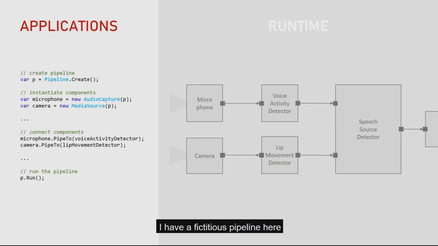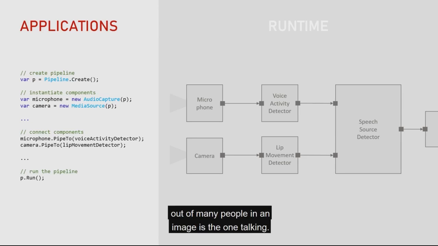I have a fictitious pipeline here where there's a microphone and a camera. Let's say you're trying to detect who out of many people in an image is the one talking. So you take the audio from the microphone, pass it through a voice activity detector that tells you that speech is happening. Similarly, the images from the camera run, let's say, through a lip movement detector, and then you try to put these two signals together to figure out who is talking, who is the speech source.